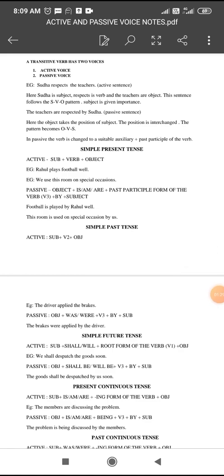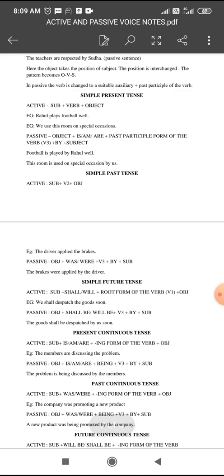Now let's move on to the tense wise how we are going to write the passive form. First, we will take simple present tense. In simple present tense, the active form is subject comes first, then the verb, then the object. For example, Rahul plays football. Rahul is the subject, plays is the verb, and the object is football. Now we are changing the word order. In passive, the object comes first.